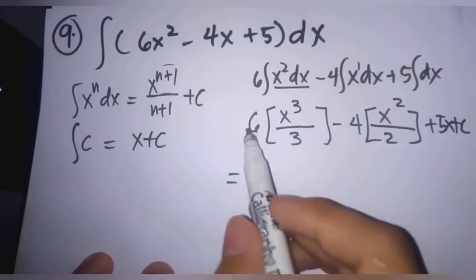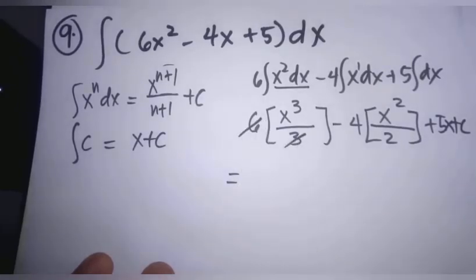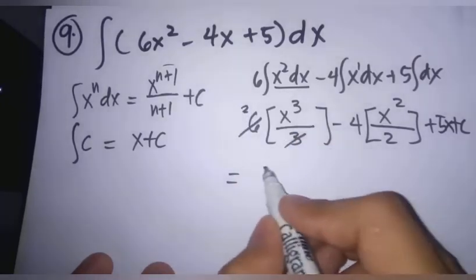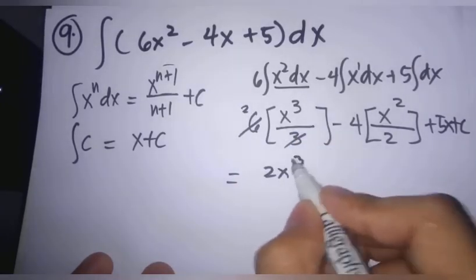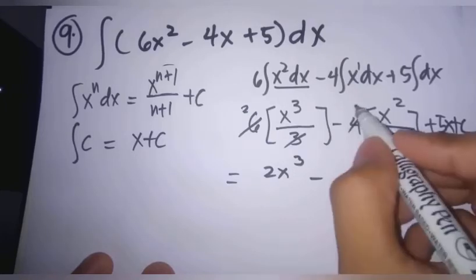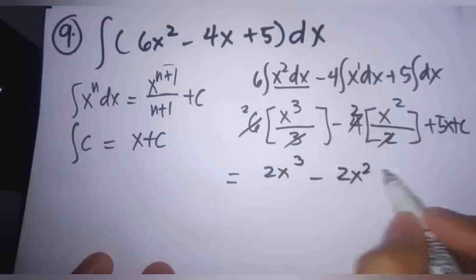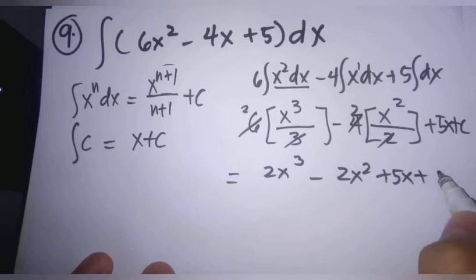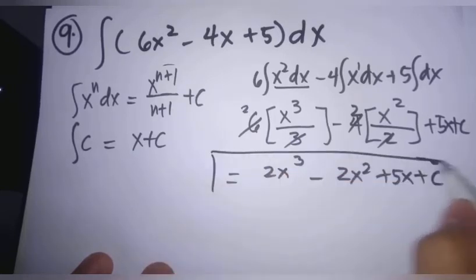So, ngayon, titignan natin si 6 tsaka si 3. Pwedeng i-cancel yan. Si 3, 1. Ito, magiging 2. So, 2x cube minus. Ito, pwedeng mag-cancel. So, magiging 2. 2x squared plus 5x plus c. So, this is our answer.